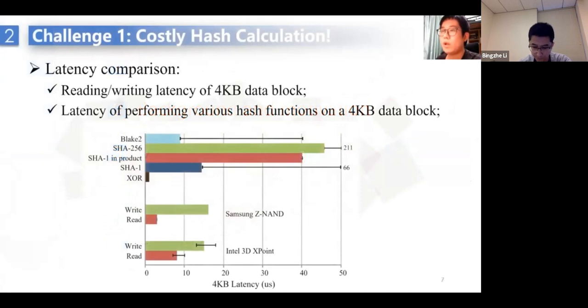There are two main challenges on hash computing. We compare the 4KB latencies of reading and writing on Intel Optane 3D XPoint and Samsung Xenon flash devices, and the latencies of various hash functions on a 4KB data page. This figure shows that the cryptographic hash computing latency is actually higher than or comparable to the write latency of modern flash devices, which indicates that the hash computing process can potentially offset the benefit of the write traffic reduction brought by data deduplication to some extent.